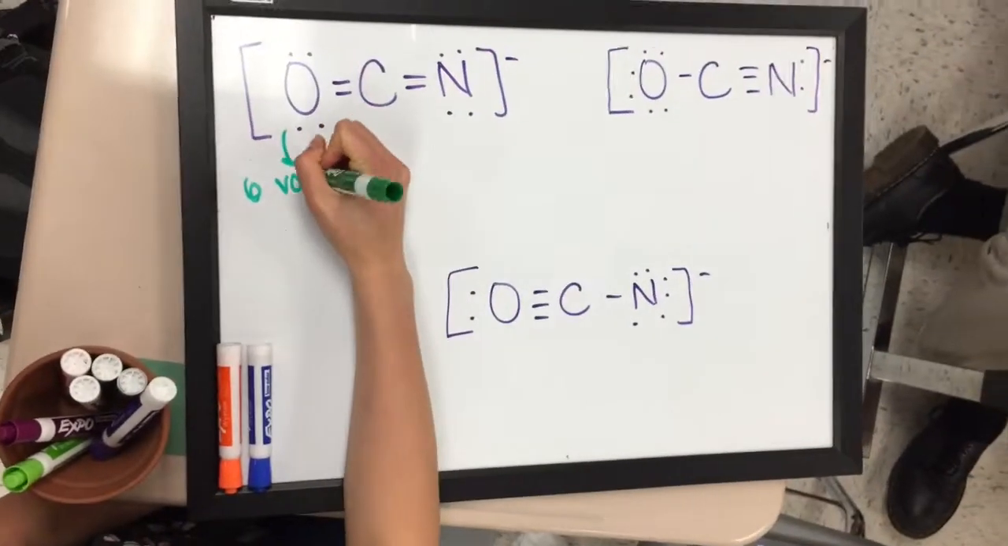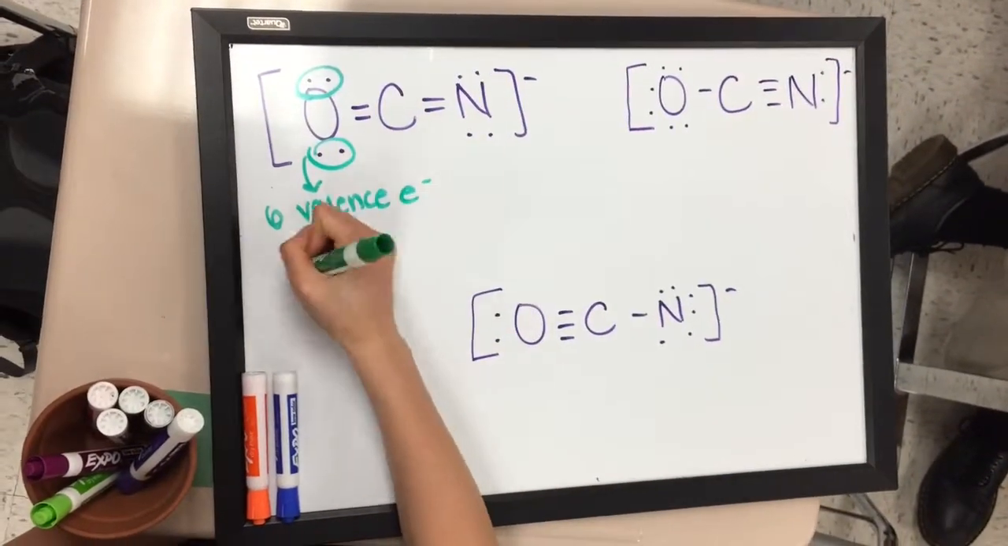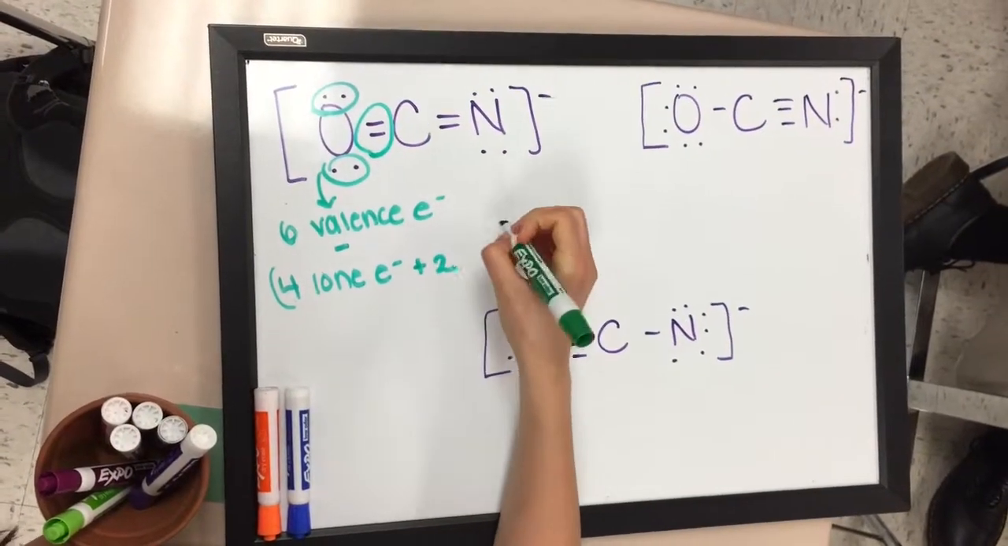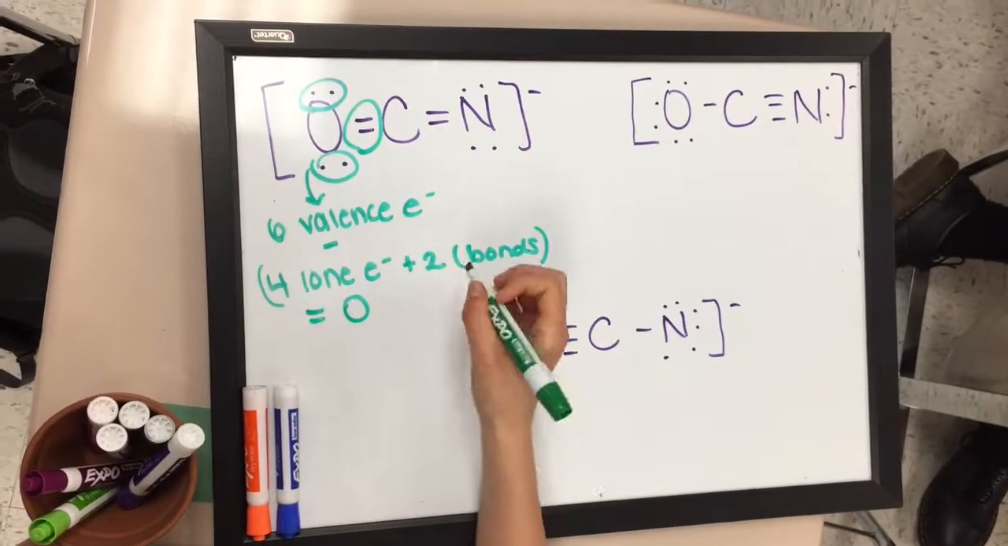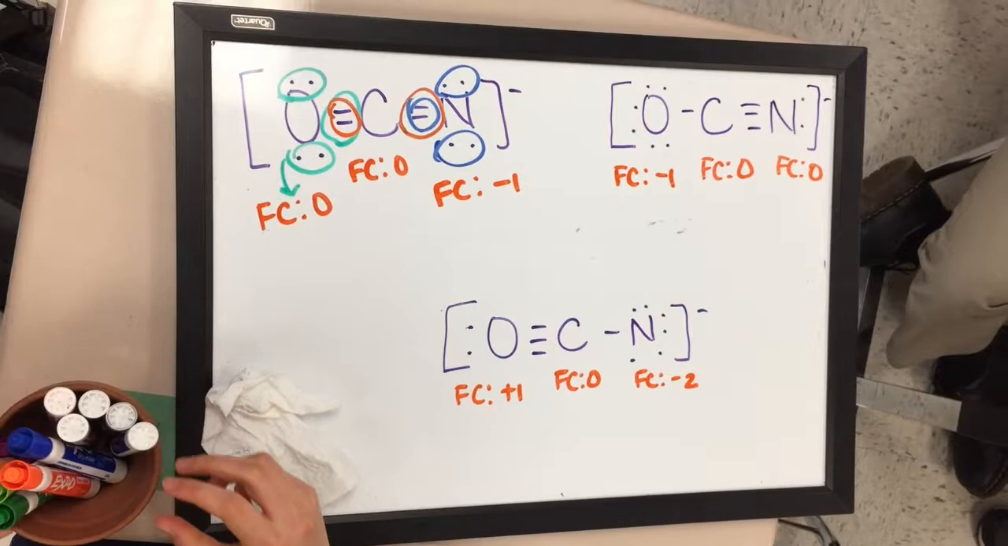Let's start with oxygen. In a neutral atom of oxygen, there are 6 valence electrons. In this structure, oxygen has 4 lone pair electrons and 2 bonds. 6 minus 6 equals 0. Therefore, the formal charge is 0. If we continue this for all the atoms in each structure, we get all of these values.